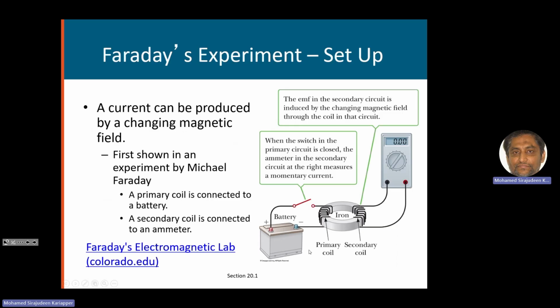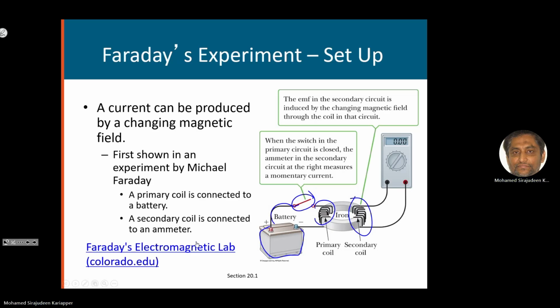Right, this is the experiment he made that led to the discovery of his law. What we have here is a coil which is connected to a battery through a switch, and there is another coil called the secondary coil. It is not connected to the battery, only the primary coil on the left is connected to the battery.